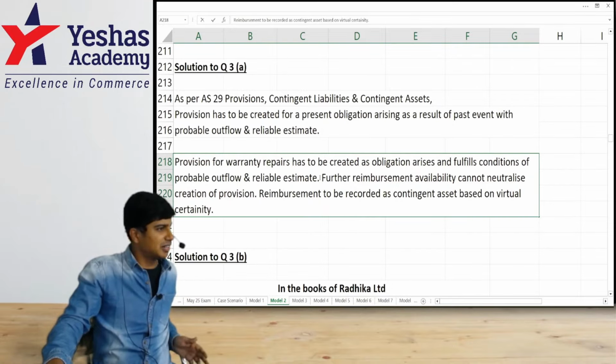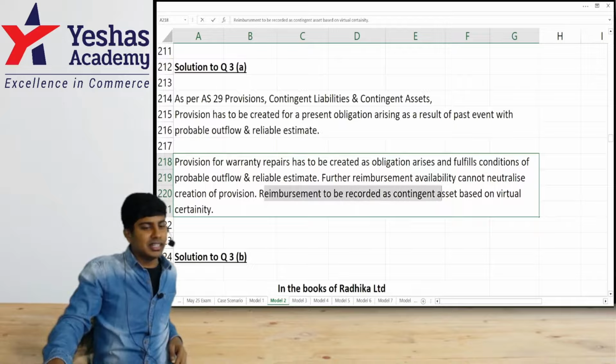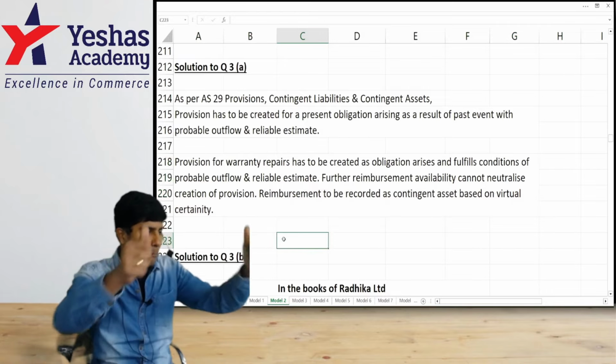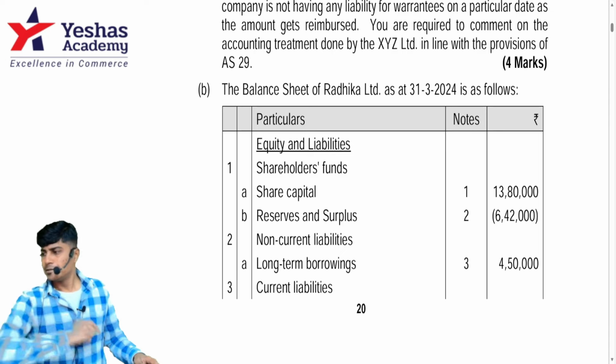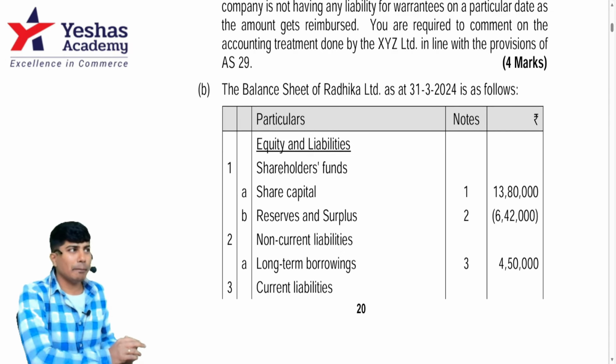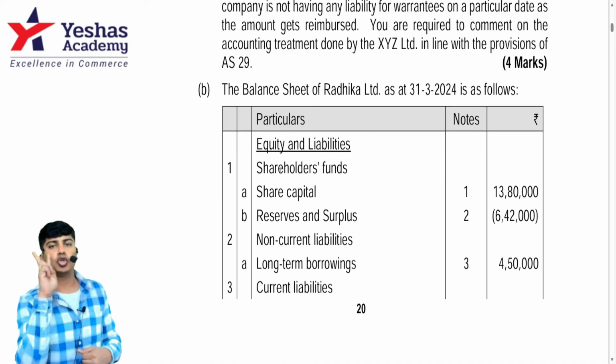I don't know if it is correct. Okay, fine. Thank you. Reimbursement to be recorded as a contingent asset based on virtual certainty. This, my friends, is the answer for question 3B from our model paper number 2. Got it? Let's now solve question number 3B from model paper 2.